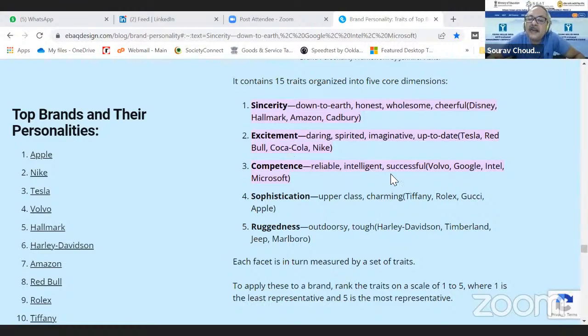Excitement is daring, spirited, imaginative, up to date. Okay. Competence: reliable, intelligent, and successful. So Volvo, Google, Microsoft, Intel, these are reliable, intelligent, and successful, of course. Sophistication: upper class, charming, for a sophisticated touch: Rolex, Gucci, Tiffany, Apple. Correct. Can you relate to it?